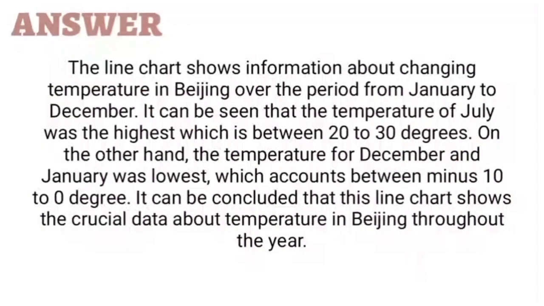The line chart shows information about changing temperature in Beijing over the period from January to December. It can be seen that the temperature of July was the highest, which is between 20 to 30 degrees.